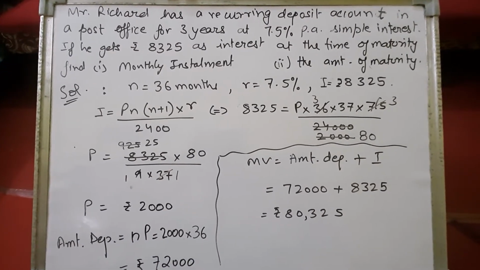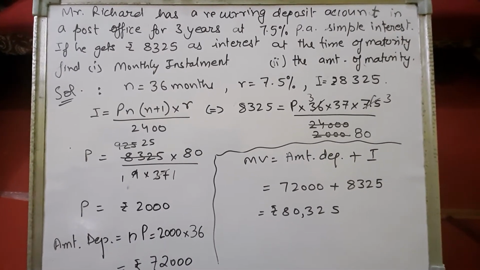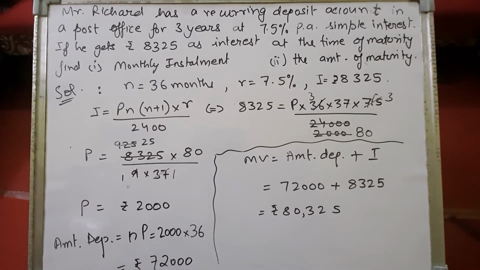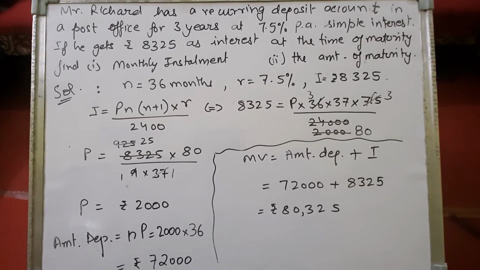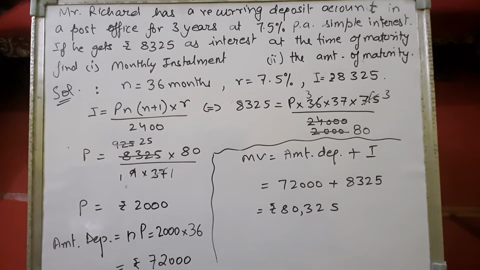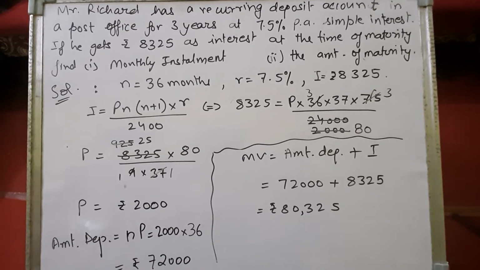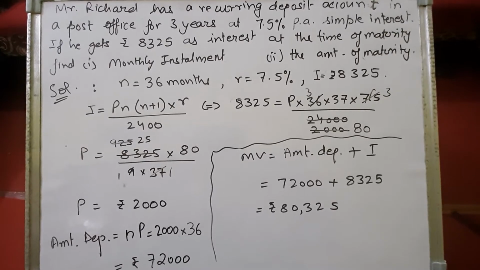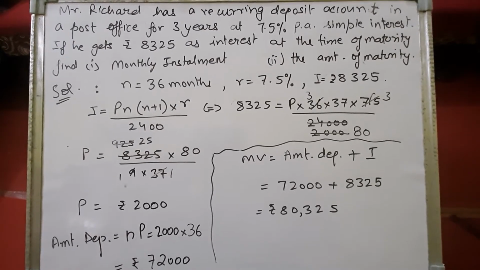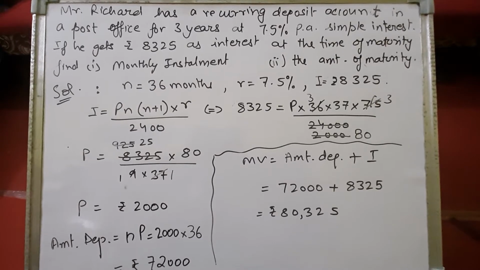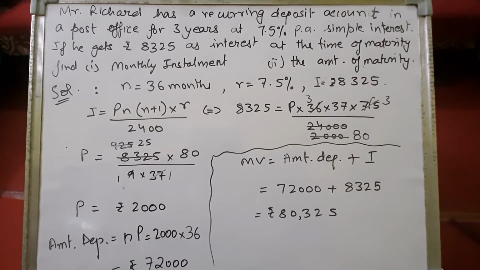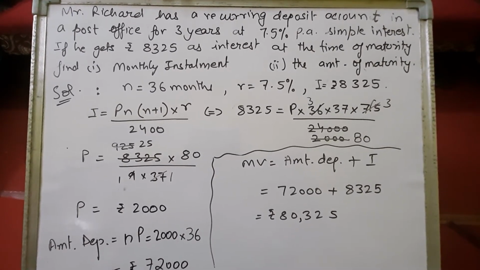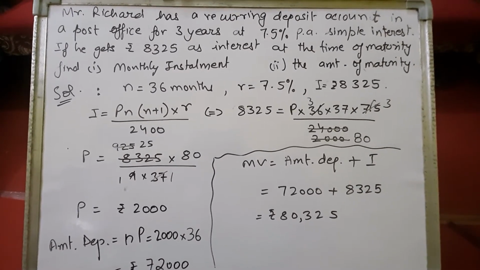Let's see another sum, children. In this sum, the question says Mr. Richard has a recurring deposit account in a post office for 3 years at 7.5% per annum simple interest. If he gets rupees 8,325 as interest at the time of maturity, find number 1, the monthly installment, and number 2, the amount of maturity. Monthly installment means the value of P we have to calculate, and then the maturity value we have to calculate.